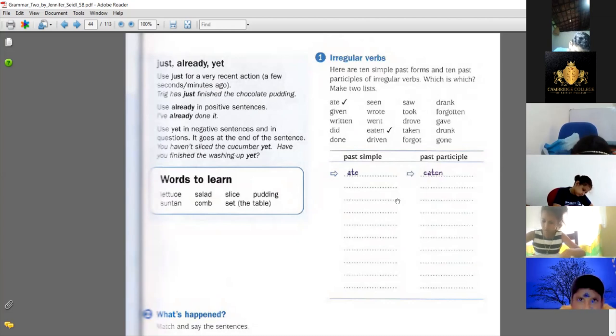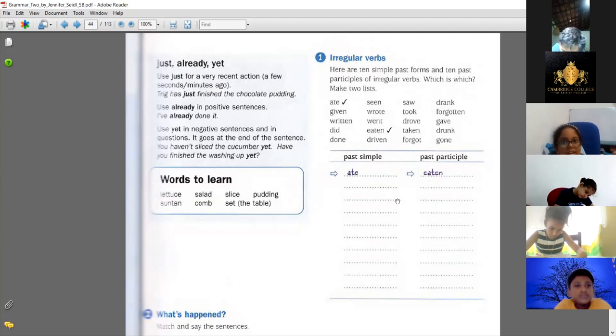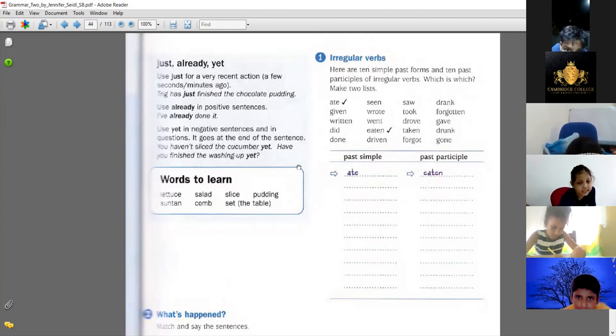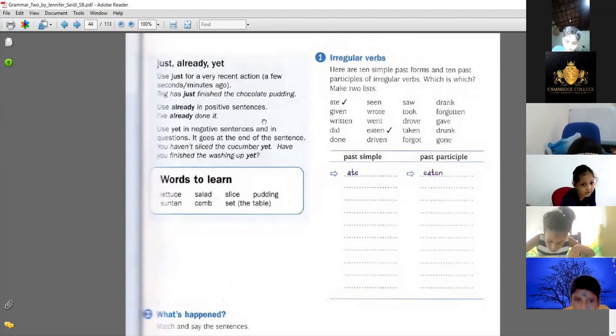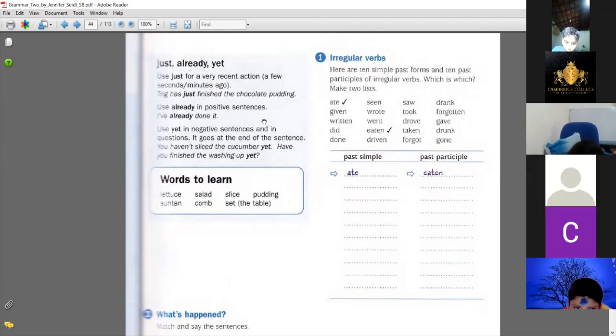Teacher, I have finished my work. Okay, wait for the others. Teacher, I have finished too. Teacher, all right, I have. Wait. Yeah, I have finished my book. Me too.